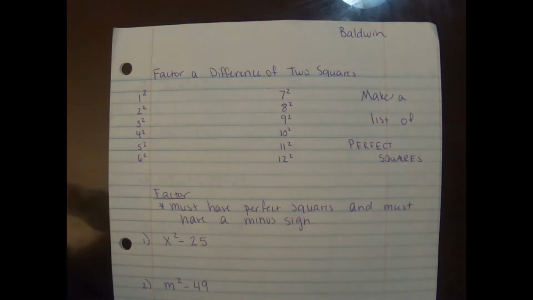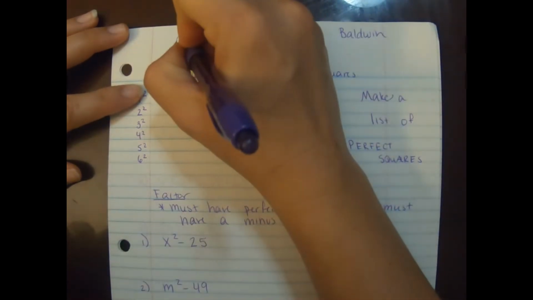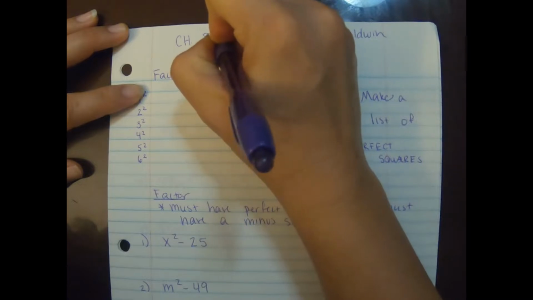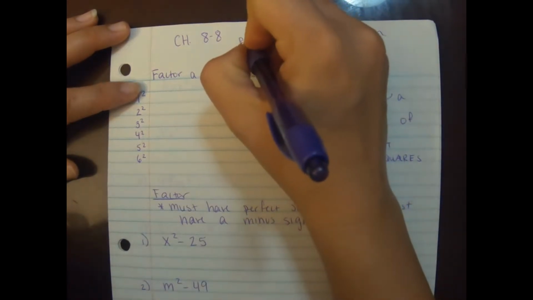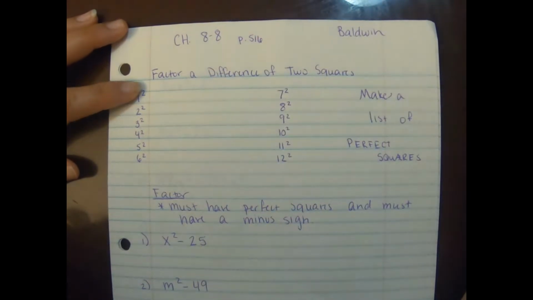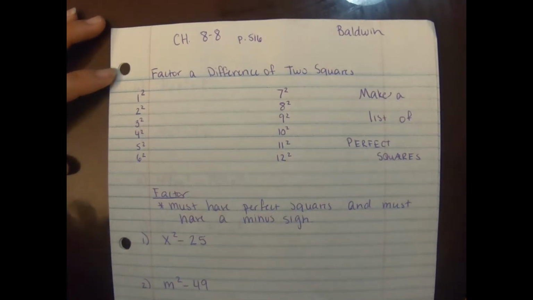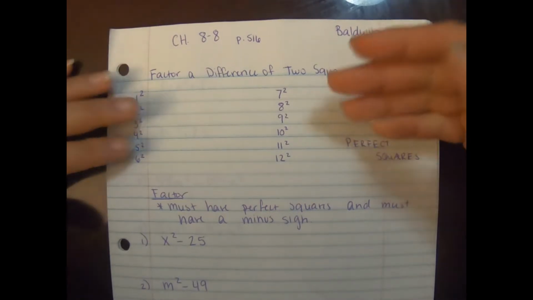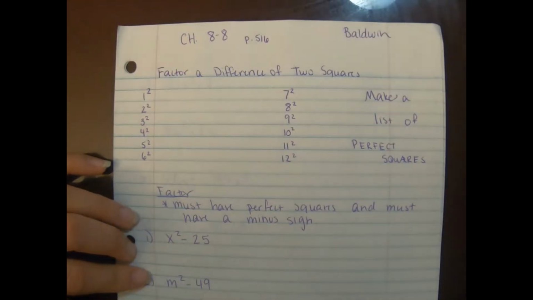Okay, so we are going to continue factoring this week. We are doing chapter 8-8 in your textbook. It's called A Difference of Two Squares. It starts on page 516, so please read your textbook, and you can follow along. You can take notes in your textbook, and then do these, and that makes it easier, or just watch the video and Google.